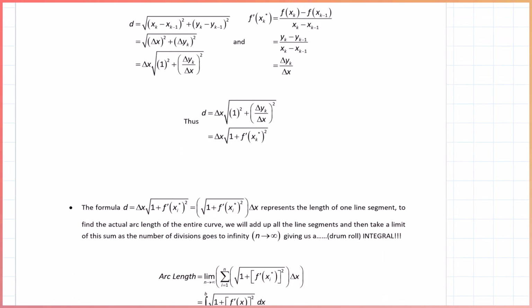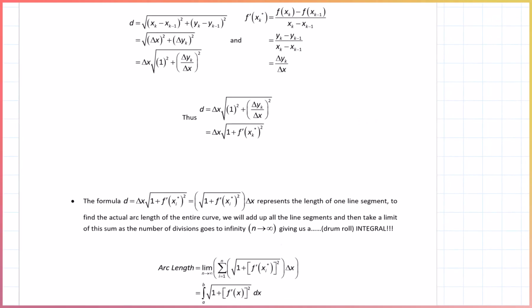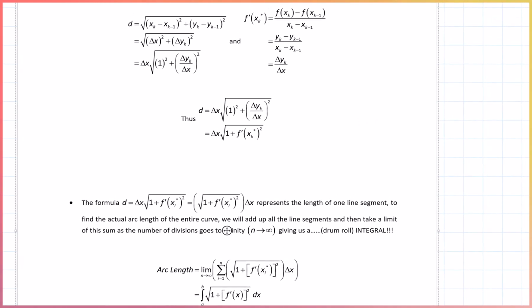I'm going to try to get this all on the screen at the same time. I just rewrote the two formulas here at the top of the page. So we take our two formulas that we've already talked about, the right one from the mean value theorem and the first one from the Pythagorean theorem, make a substitution and do a little bit of simplification. Then I move the delta x to the end of the square root. That is the length of every single line segment.